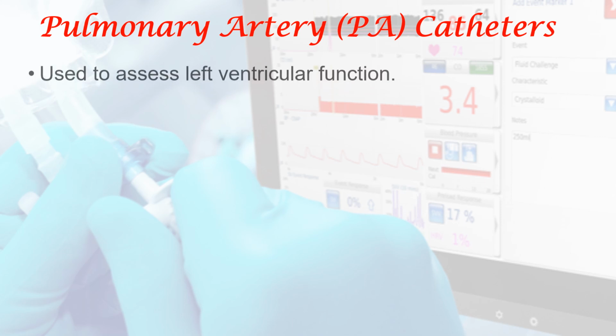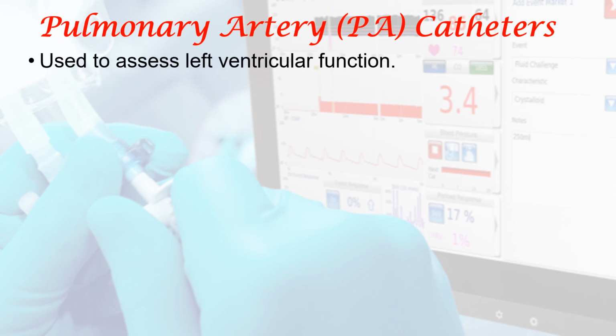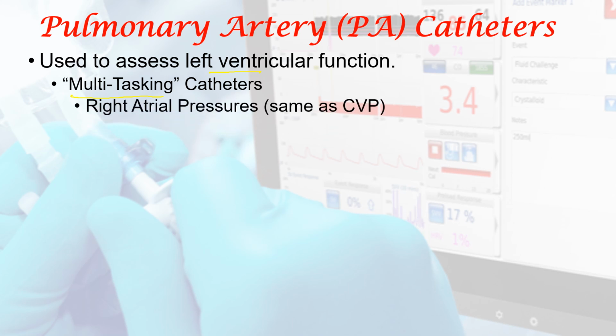The significant feature of the pulmonary artery catheter is that it is used to assess left ventricular function, and it is known as a multitasking catheter. Why is it called a multitasking catheter? It is a long catheter we insert. Through this we can analyze the right atrial pressure, the right ventricular pressure, the pulmonary artery pressure and pulmonary artery wedge pressure, and we can analyze the left ventricular function.